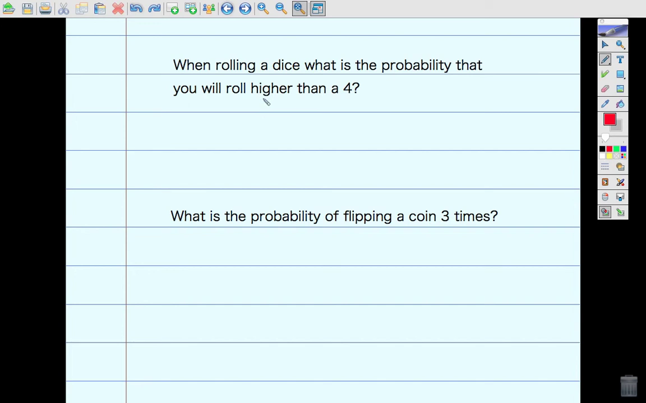So when we roll a dice, what is the probability that we will roll higher than a 4? Well, first off, we have to determine what's the probability of rolling a dice? So what outcomes can I have? So I know that I have probability rolling 1 dice. I have numbers 1 through 6. So I have 1, 2, 3, 4, 5, 6. So I know I have 6 outcomes.